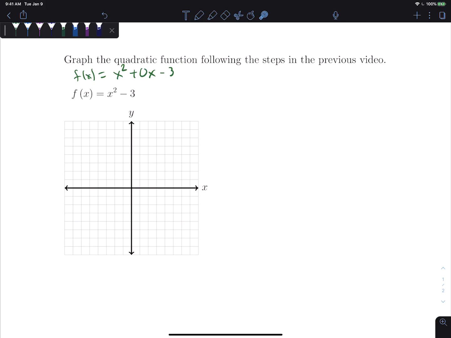So this is actually in both general and standard form. It's kind of weird that it works out that way, but it's true. It is in both forms. So let's go ahead and go through the steps.